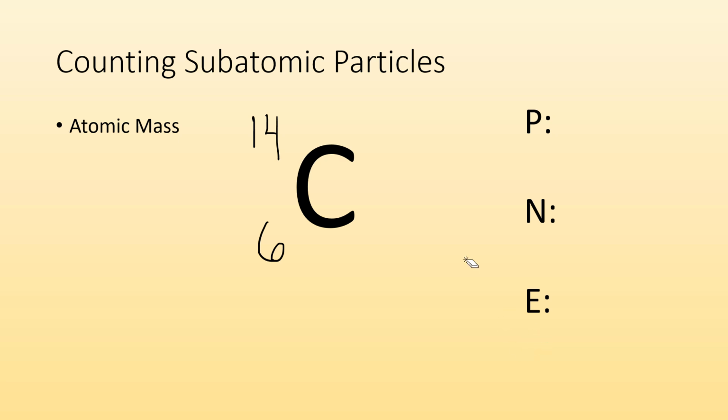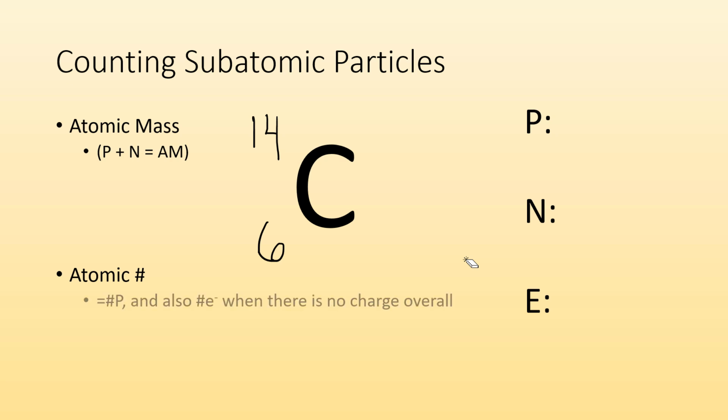So if we're talking about the atomic mass of 14, it's really the combination of the protons and the neutrons. That gives us our atomic mass. We ignore the electrons because they're so small, it's not going to make a difference. That number on the bottom is the atomic number. Now the atomic number is the number of protons. And it's also going to be equal to the number of electrons when there's no charge overall.